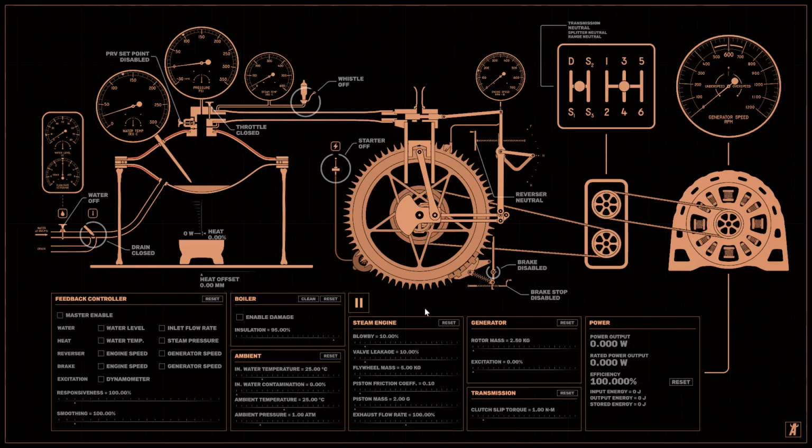So the first thing you want to do is go and change some settings. Rotor mass, you want to take that down to as low as you can, which is 0.1 kilograms. Excitation is 0. Your clutch slip torque, max that. Exhaust flow rate, max that. Piston mass, piston friction coefficient, flywheel mass, and valve leakage, you want those as low as you can get. Your blow by, take that all the way up.